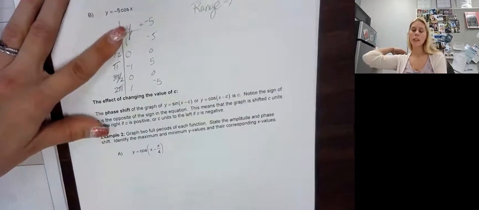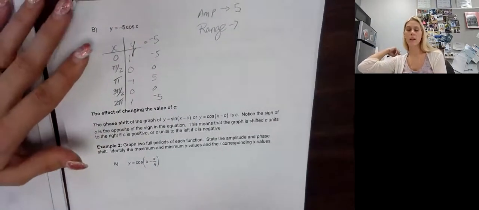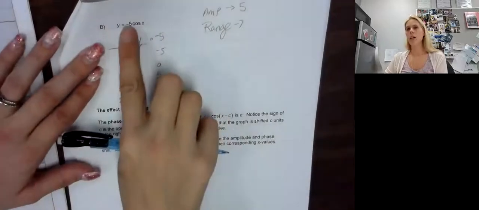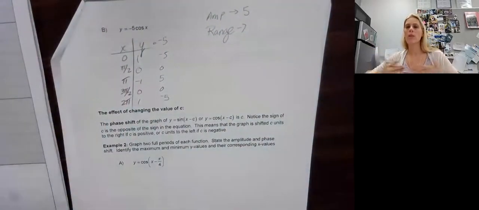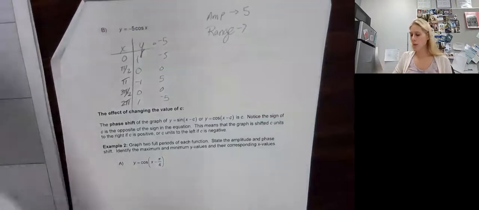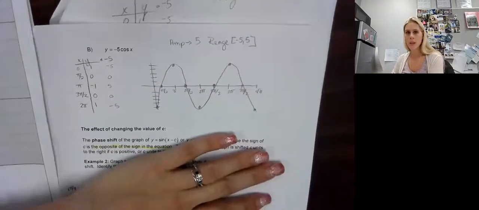Now, if you remember things from last year, or even in 1050, a negative out front means that we're going to flip it. We're going to reflect it across the x-axis. So let's look at what that looks like.